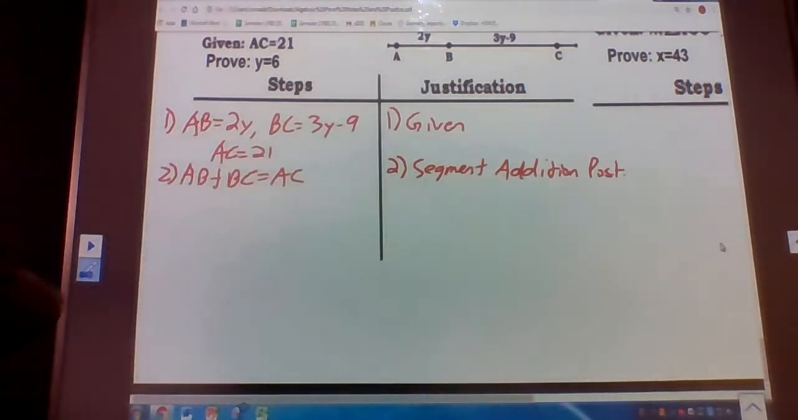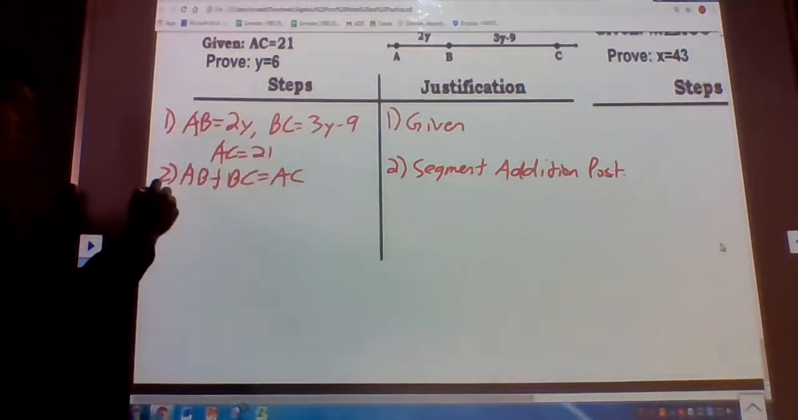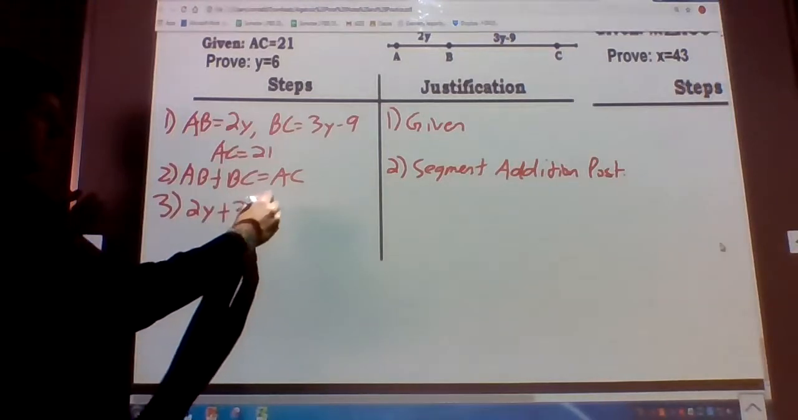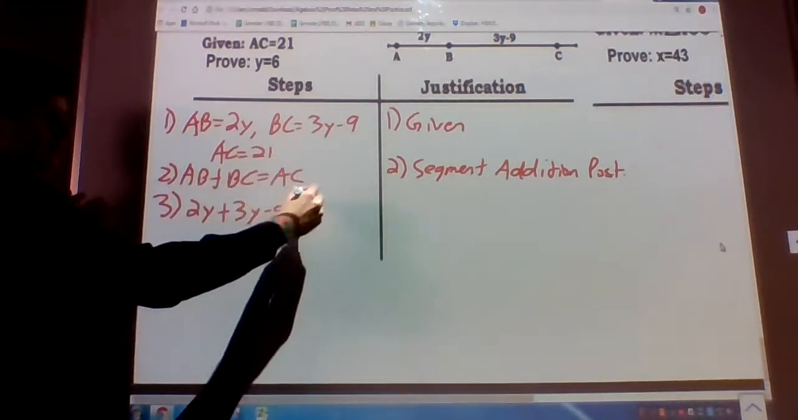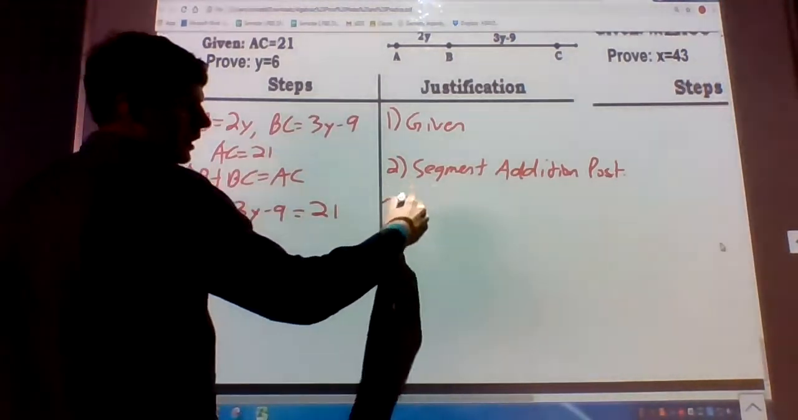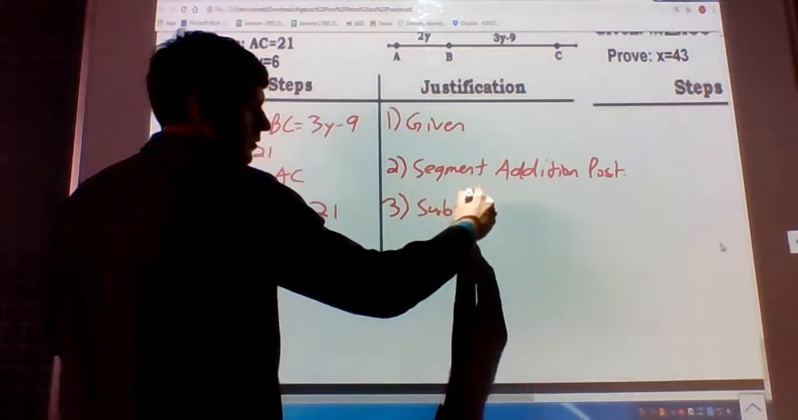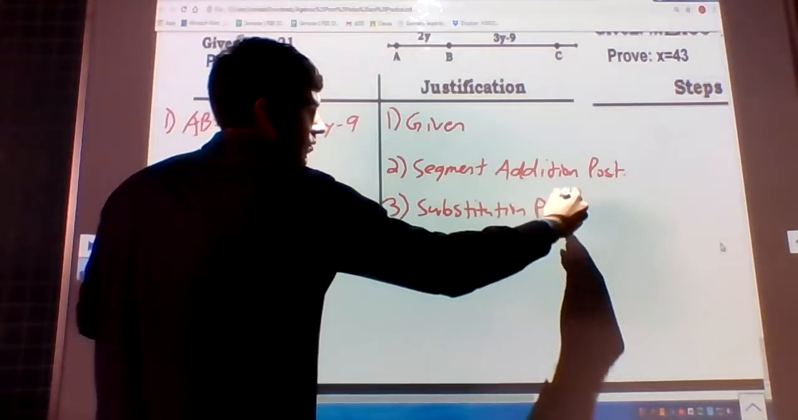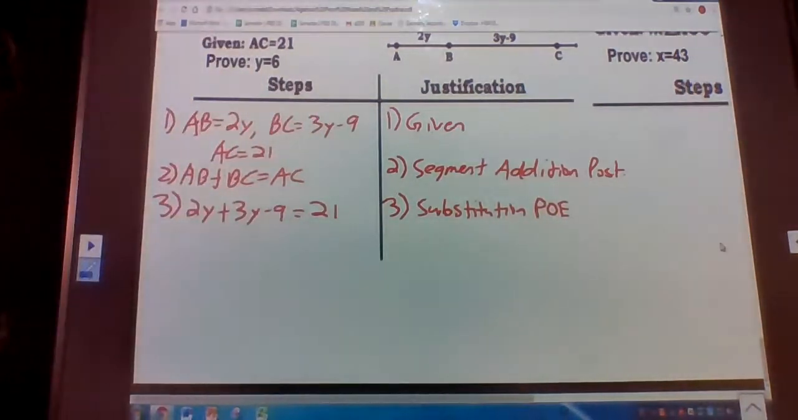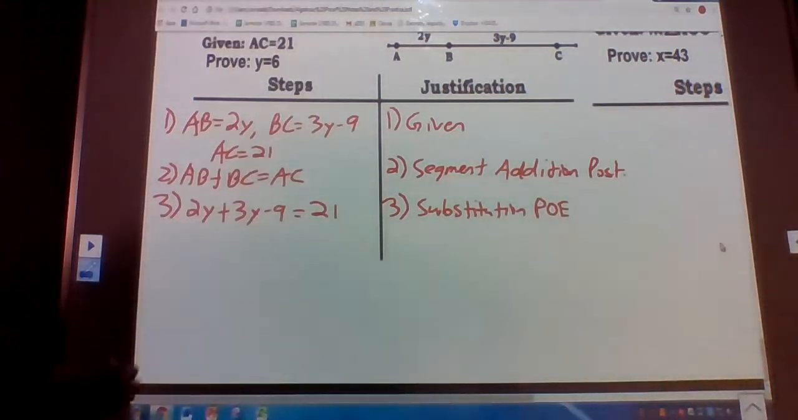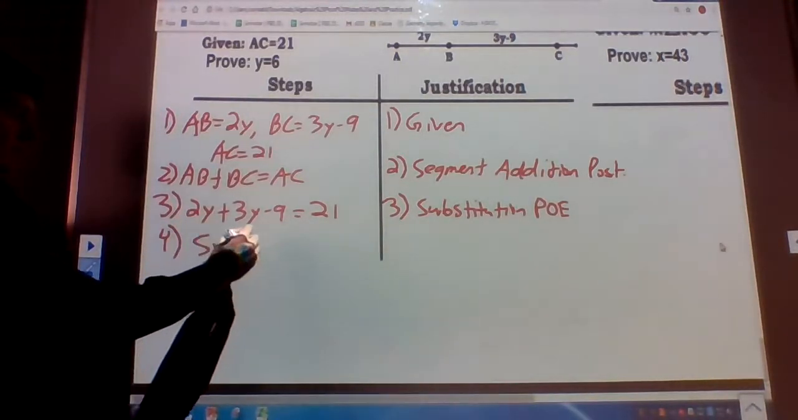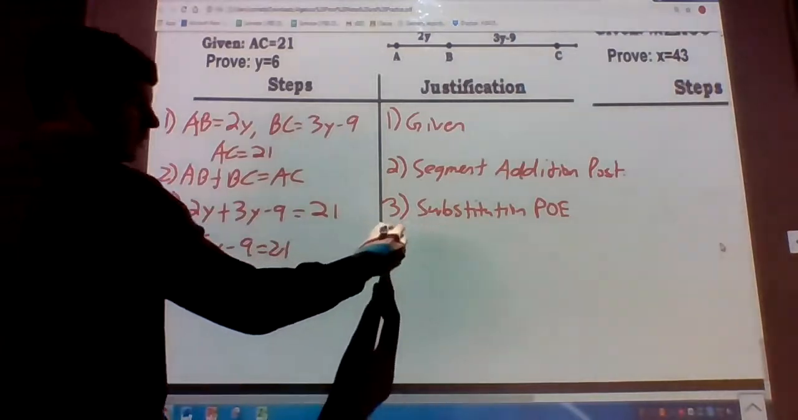Okay, now we can substitute in the information we have. So AB here is 2y, BC is 3y minus 9, and AC is 21. We got that by doing the substitution property of equality. Okay, we can add together 3y and 2y, so that's 5y minus 9 equals 21, so that's going to be addition.